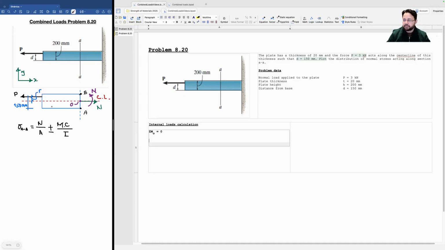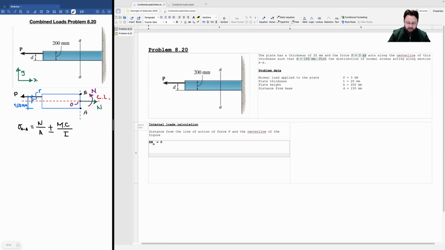So I could actually calculate that R beforehand: distance from the line of action of force P and the center line of the figure. If there is a spelling mistake in center line, I apologize for that. It's giving me some red underline there.